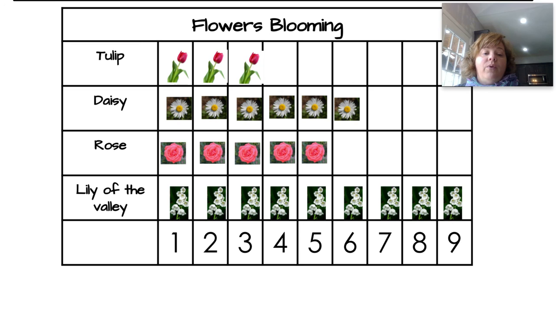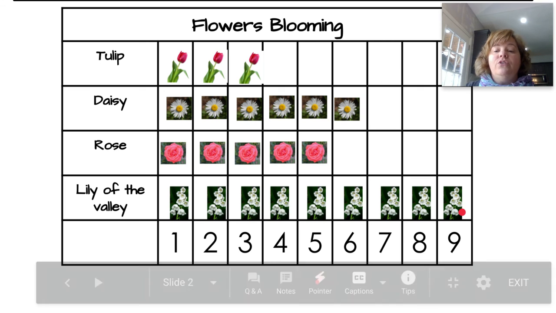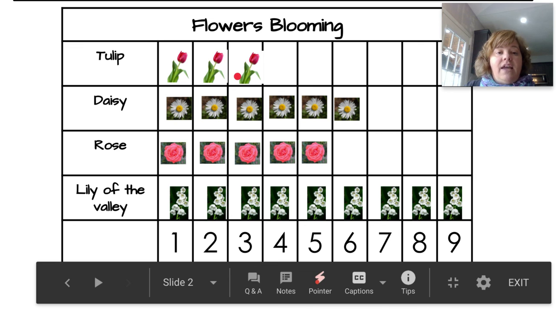Let me ask you one more. How many Lily of the Valley and tulip all together? So just like before, we can start at 9. We don't have to count these 9. We know there are 9, but I can count on with the tulips. So 9, 10, 11, 12.